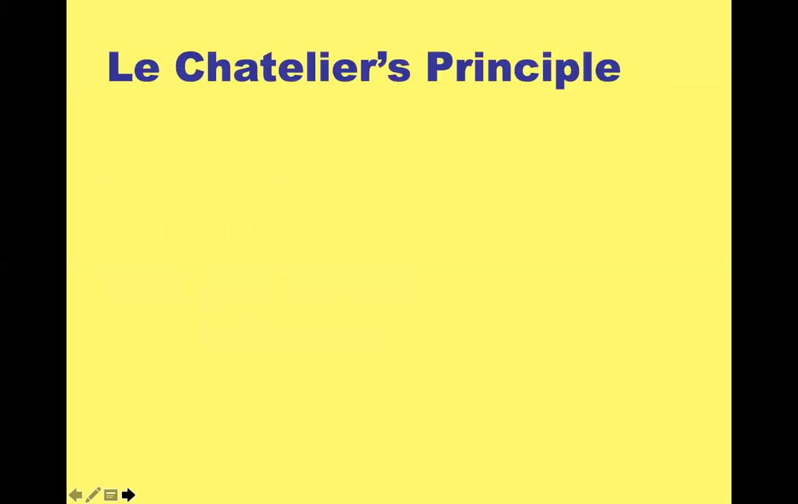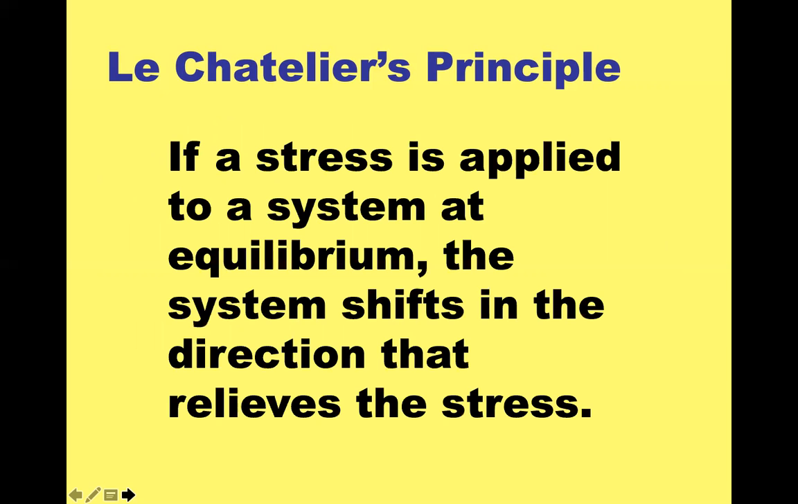This is governed by a man named Le Chatelier. So it's called Le Chatelier's principle. He was a Frenchman that studied systems at equilibrium a couple hundred years ago. He states that if a stress is applied to a system at equilibrium, the system shifts in the direction that relieves the stress. So chemical systems are just like you. If some sort of stress is placed on you, you're going to behave in a way that tries to alleviate that particular stress.